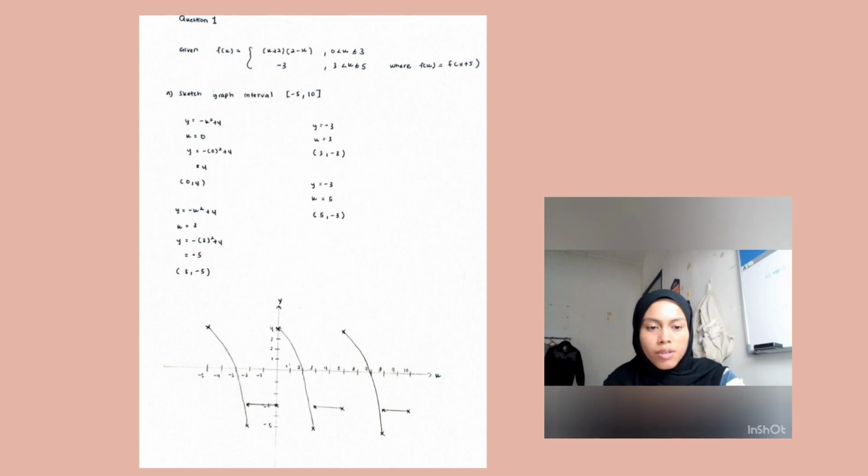For the interval, it's already given. The interval is -5 to 10. So for the graph, we have to state the interval from -5 to 10, and from the interval, plot the coordinates, and you will get the graph.